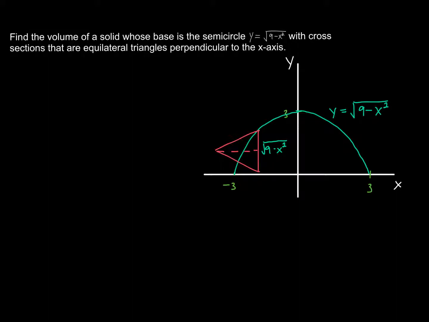All right, now that we have the dimensions of our cross-section, we need a function that will give us the area of our cross-section anywhere in our region here. And of course, we know the area of a triangle is simply 1/2 base times height.